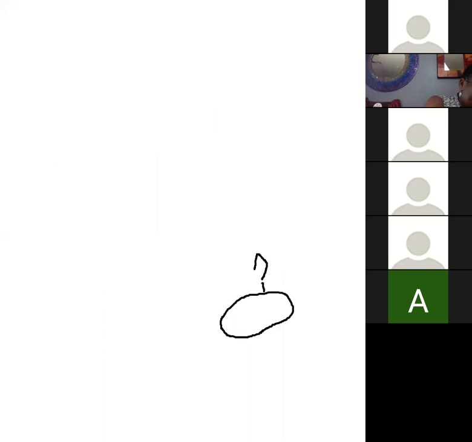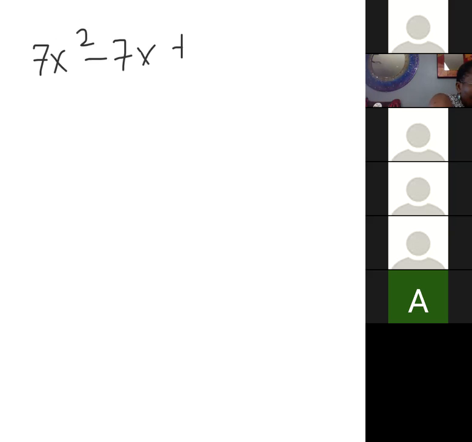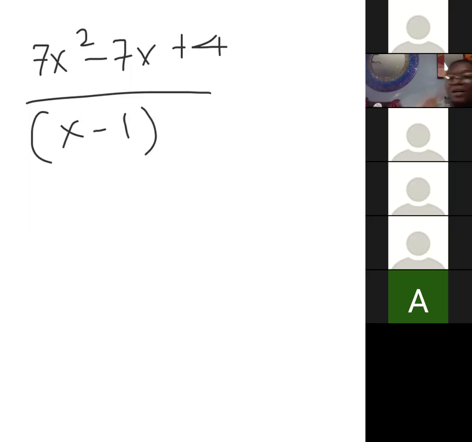Okay, guys, here comes the partial fraction decomposition. It is 7x squared minus 7x plus 4 all over x minus 1 cubed. All right. So guys, here we go. On this one right here, we are going to set up our partial fraction decomposition. And remember, because the factors in the denominator, they are linear.